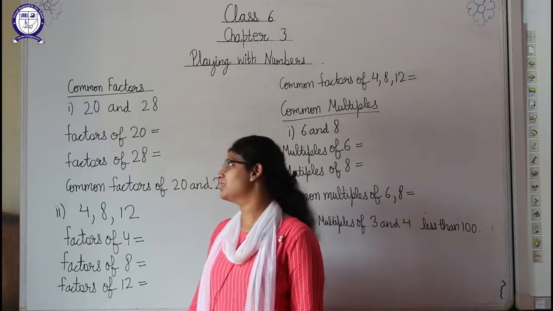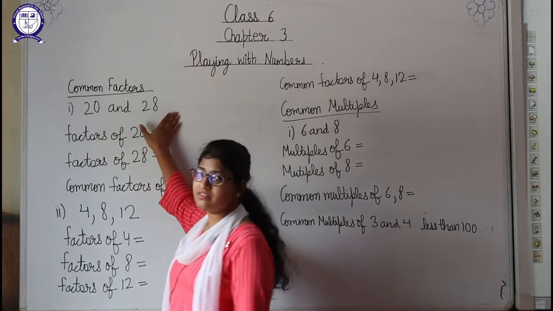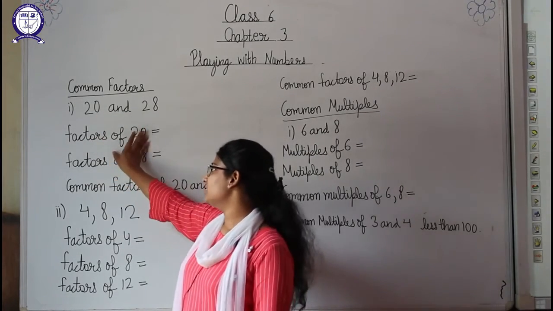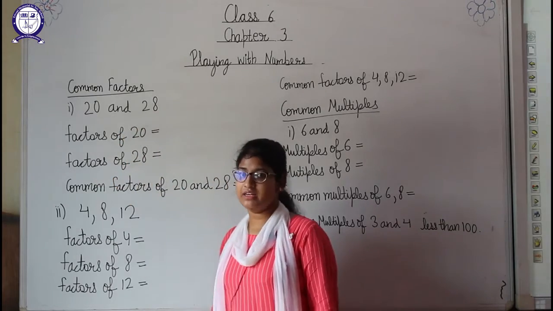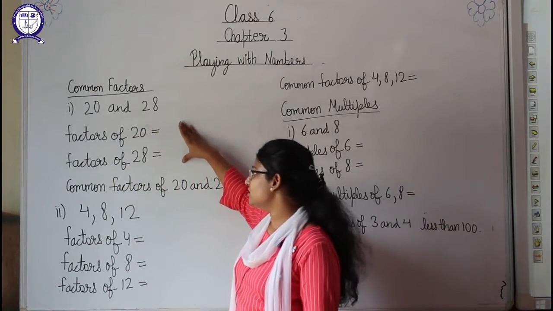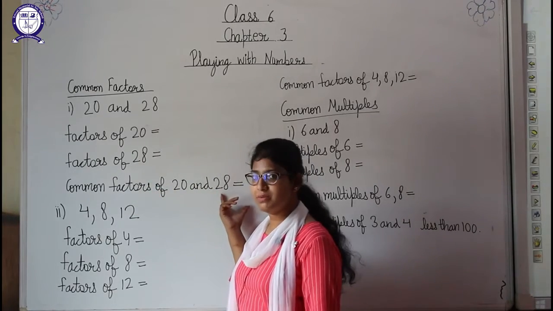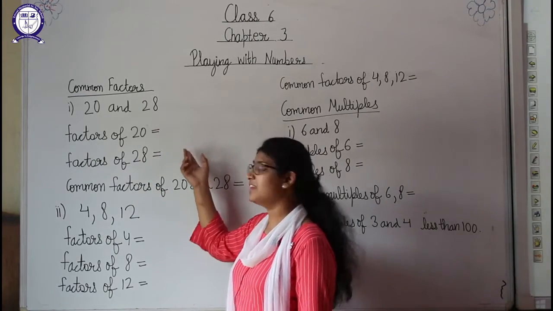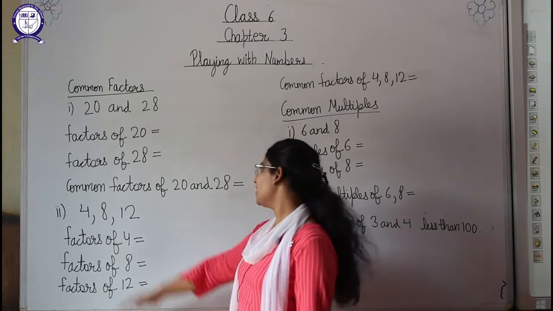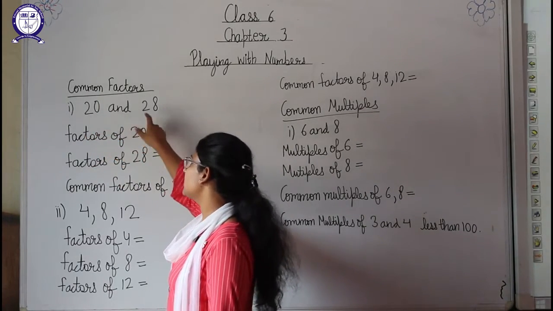What are common factors? You know about the factors. Suppose here 20 and 28 are given. You know the factors of 20, you know the factors of 28. Now which are the common factors in these two, we will write here. Means common factors of 20 and 28 will be there. So we start with it. We have to find the common factors of 20 and 28.